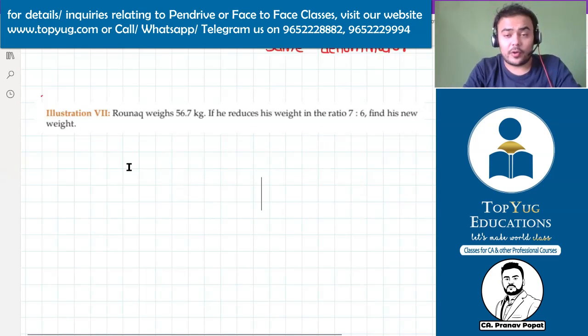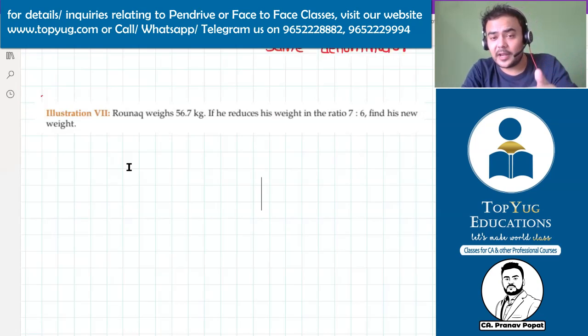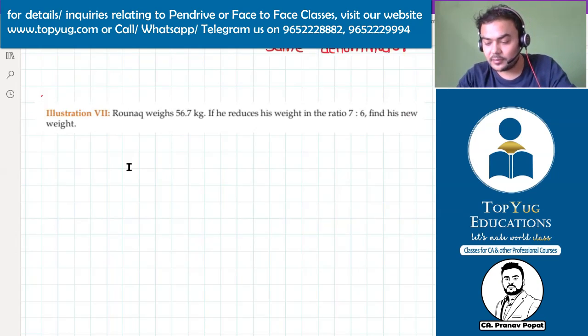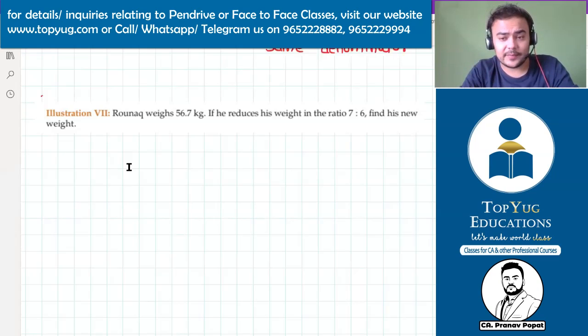So Ronak weighs 56.7 kg. If he reduces his weight in the ratio 7:6, find his new weight. So you got the question. Currently Ronak's weight is 56.7.